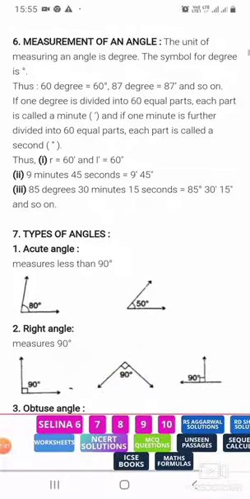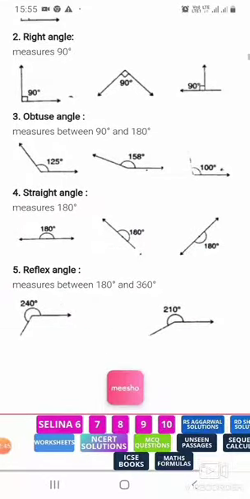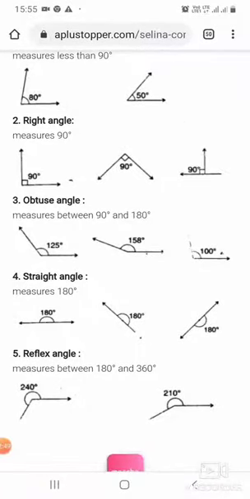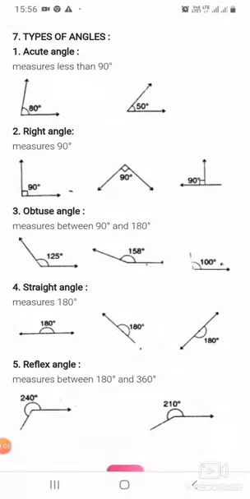Now coming to types of angles, as we said: acute angle, right angle, obtuse angle, straight angle, and reflex angle. Based on the angle value we have these, and with the help of these angles we have different kinds of triangles. Whenever one angle of a triangle is acute, we call it an acute angle triangle. When one angle of a triangle is a right angle, it is called a right angle triangle.